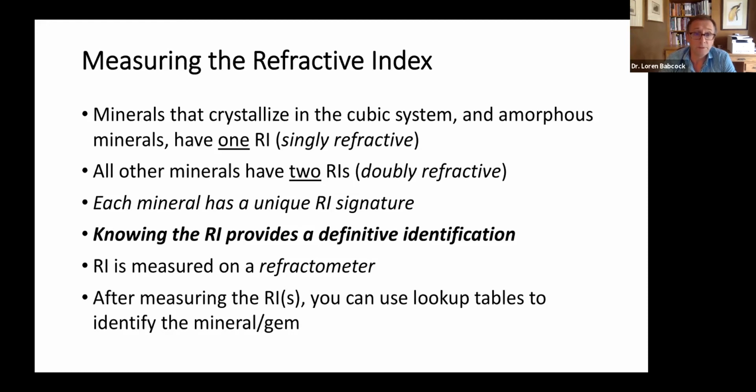The way that we measure a refractive index is on a refractometer. And I'll show you what a refractometer looks like here in a short while. After you use the refractometer and you get a measurement on it, it's very easy to use lookup tables to identify the substance. And so let me just show you how this is done.